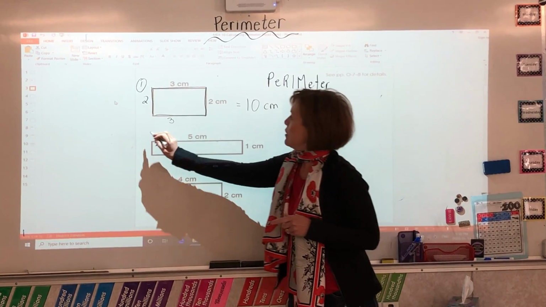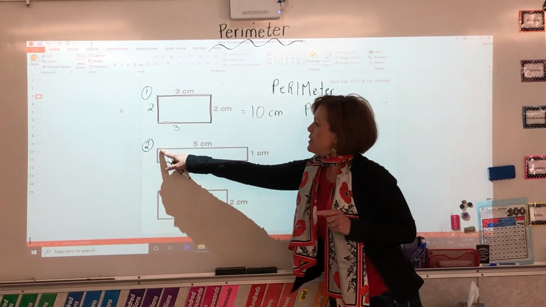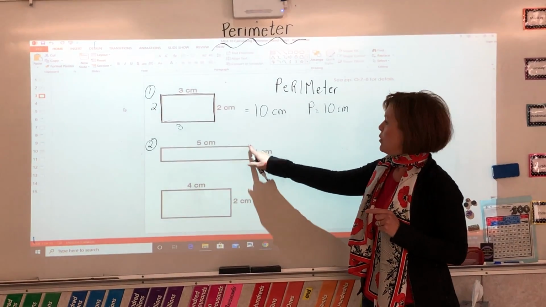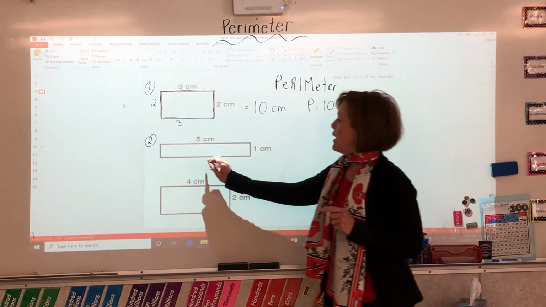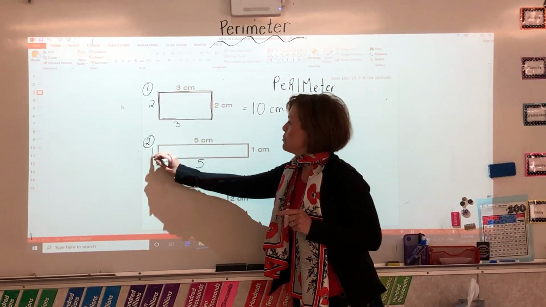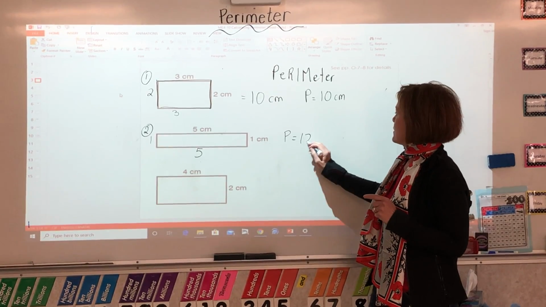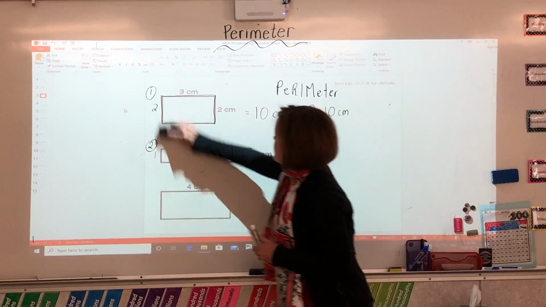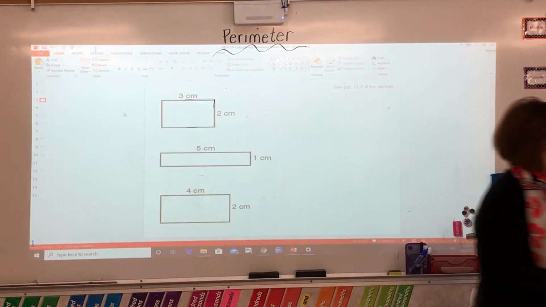All right, let's try one more. Let's call this number 2. Just thinking, what would you add if this side is 5, the length is 5, and the width is 1? And you probably all can do this in your heads right now and tell me I would add 5 plus 5 and 1 plus 1, and the perimeter would be 12. 12 centimeters is absolutely correct. All right, awesome work. We will investigate this a little more.